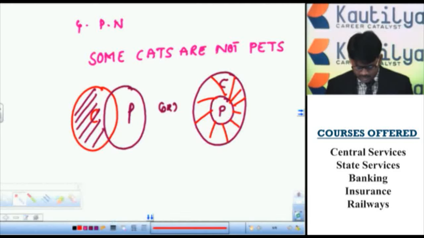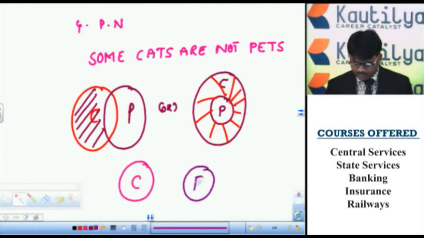And an altered diagram for the given statement: we take all the cats in the universe and all pets in the universe. Here no cat is a pet, but we want to represent the given statement, which is some of the cats are not belonging to pets.